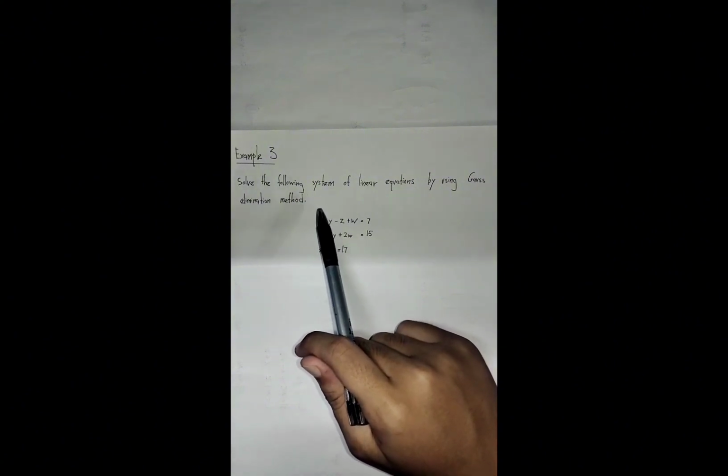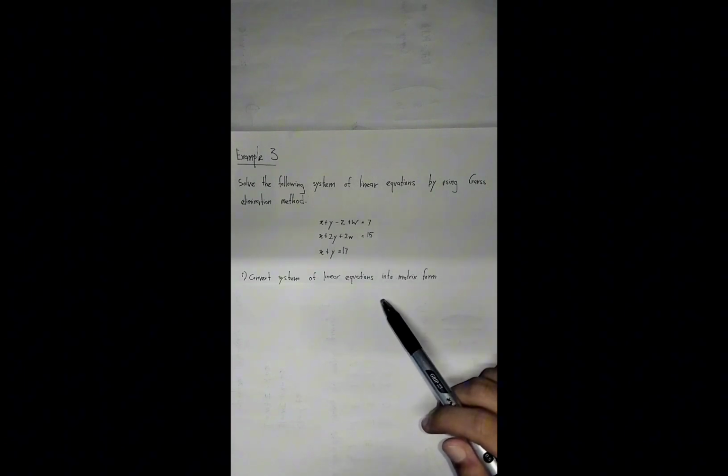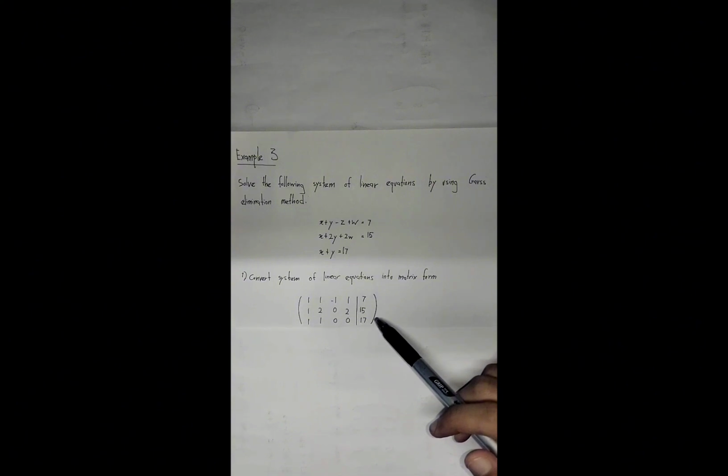Alright, now I will explain the next example, which is example 3. Before I start, my name is Reza Izul Hadari bin Rizalman. So the question is, solve the following system of linear equations by using the Gauss elimination method. For the first step, we need to convert the system above into matrix form. So this is what we will get.